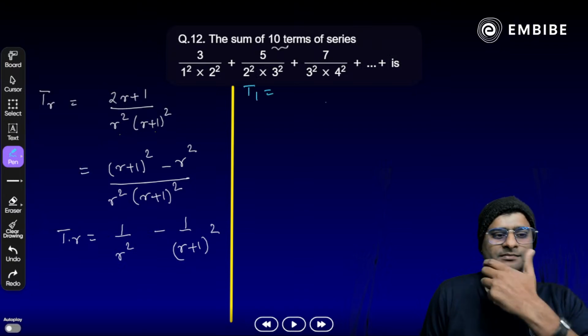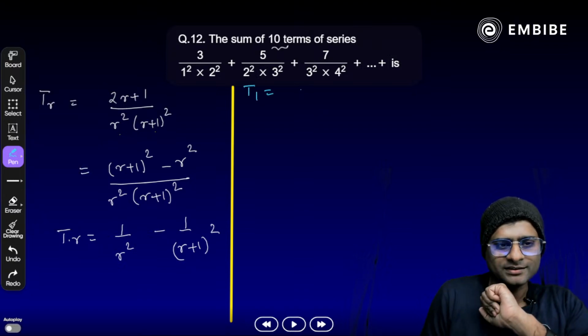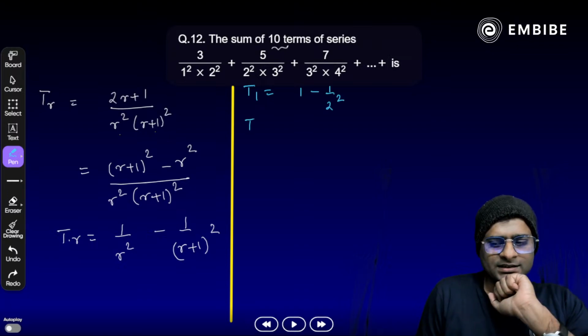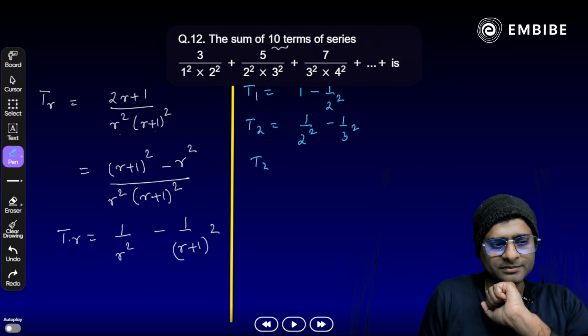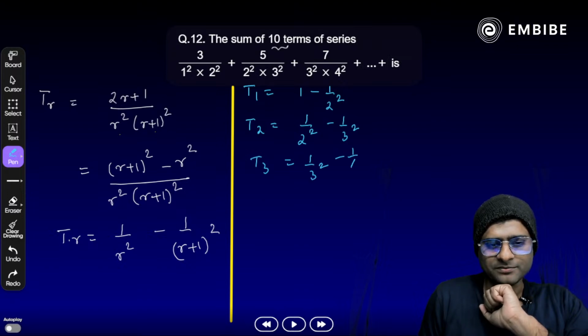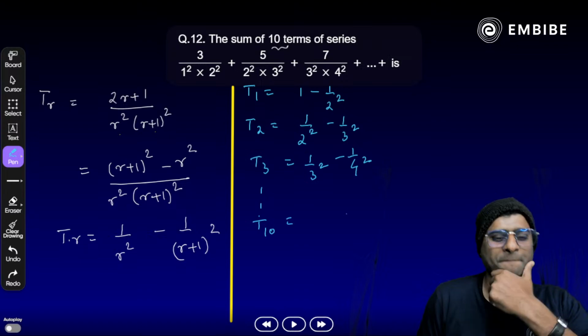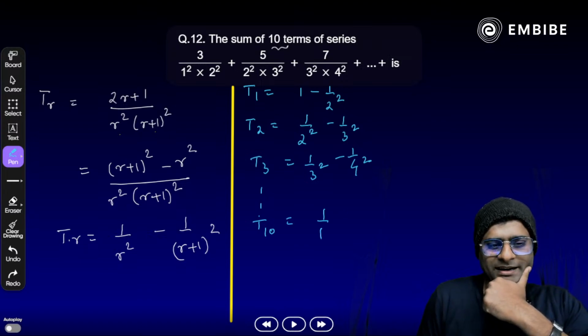The first term is, yes, just put down 1 here: 1 minus 1 by 2 square. Then the second term, 1 by 2 square minus 1 by 3 square. Third term, 1 by 3 square minus 1 by 4 square and so on. 10th term, 1 by 10 square minus 1 by 11 square.